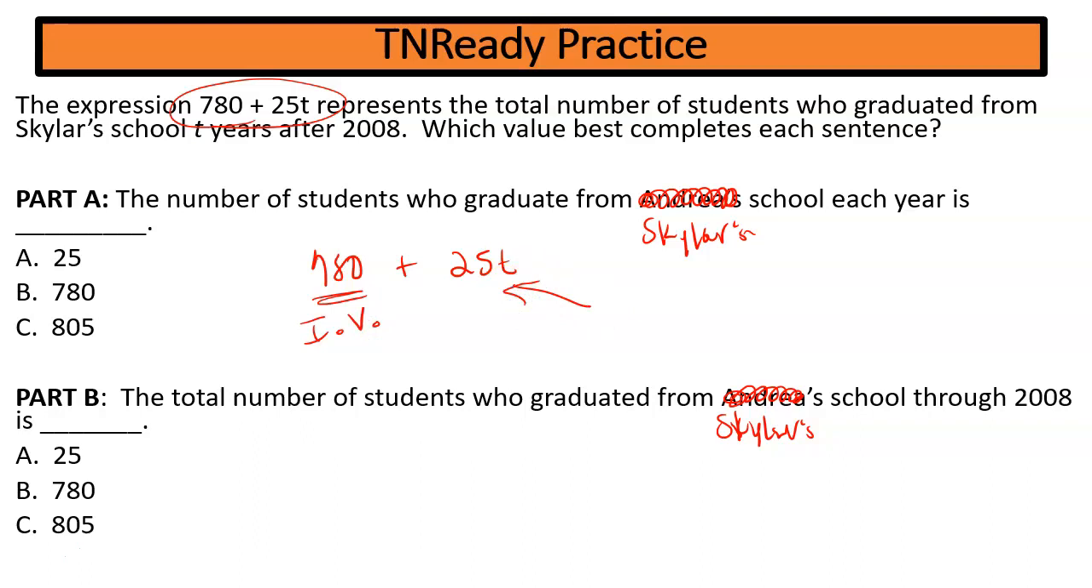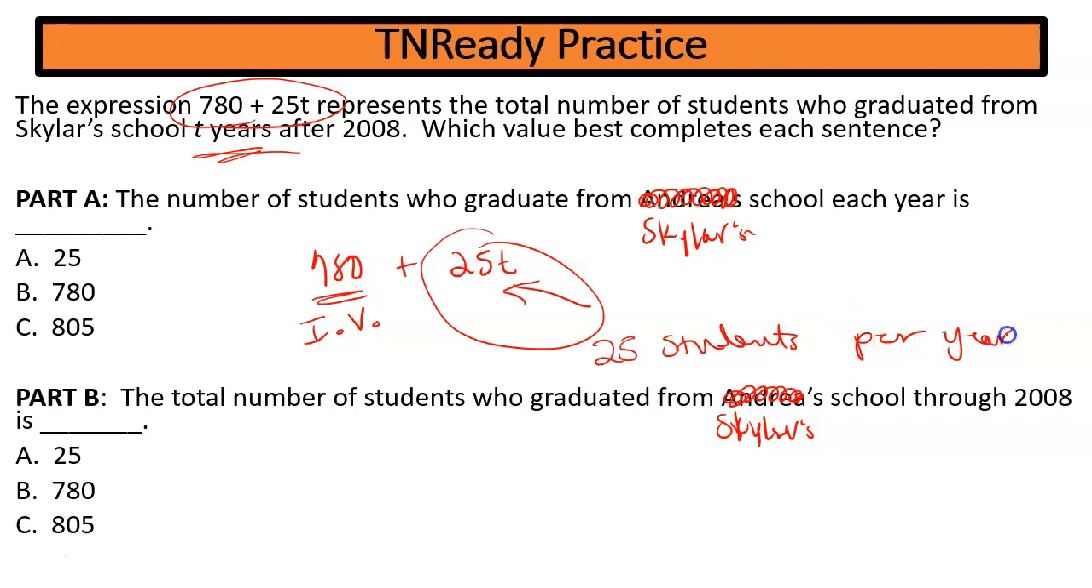Okay, so T stands for years, it tells me that right here. So this is 25 per year. So this is the changing students, 25 students per year. So it says the number of students who graduate from Schuyler School each year is, well, that's going to be 25 because 25T is 25 per year.